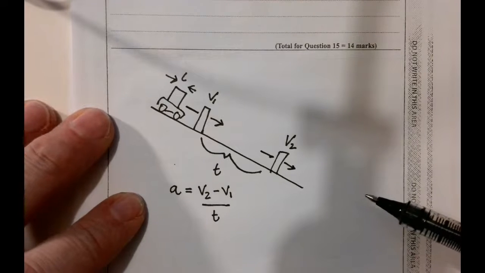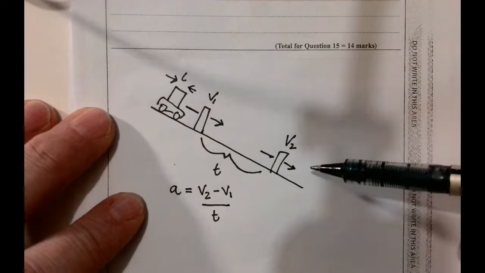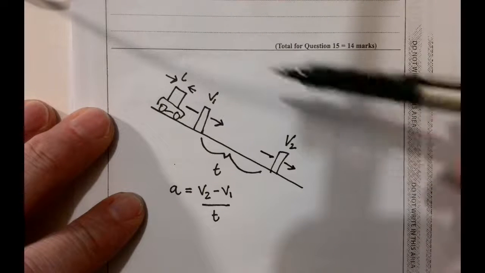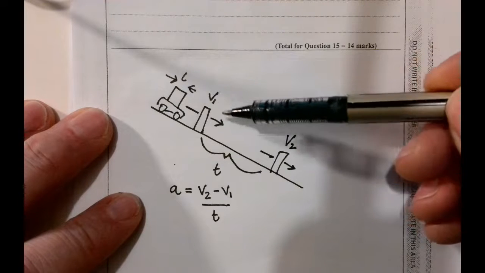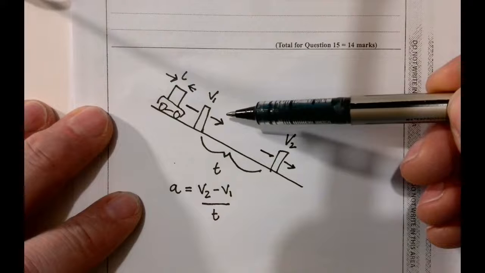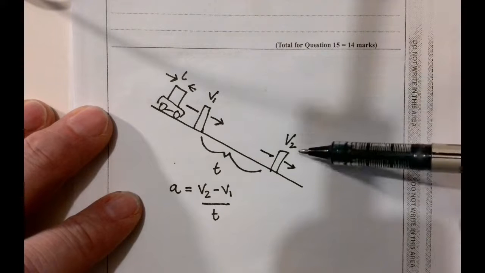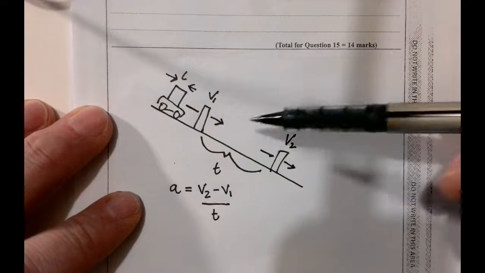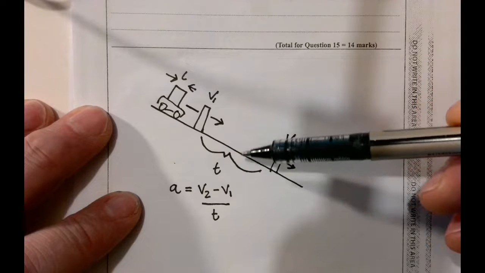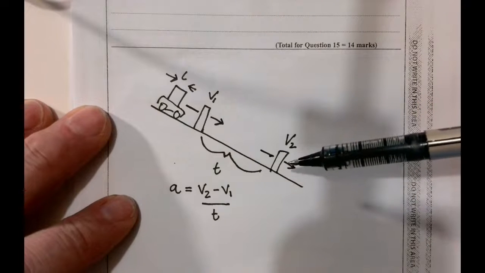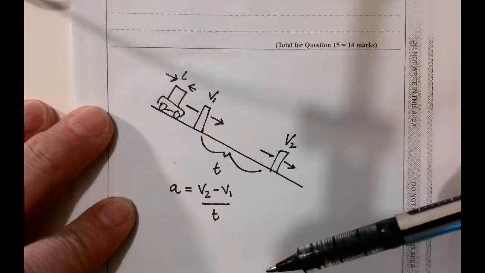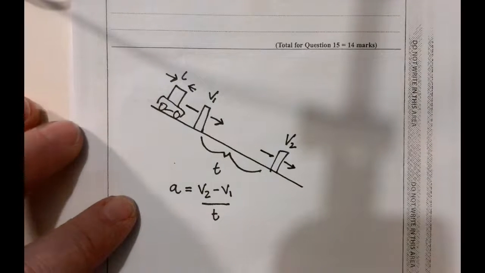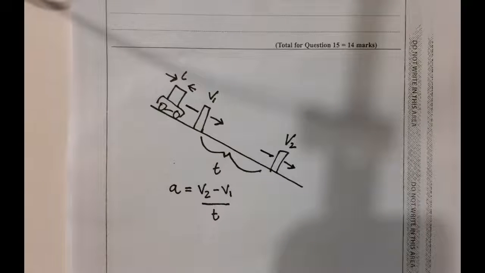So it would be something like two light gates connected to a data logger. The light gate records the time for this known length to pass and uses that to calculate the velocity. Same thing at the second light gate, and the data logger also records the time between the two light gates, and then we can use a equals v2 minus v1 over t to calculate the acceleration. You'd have to make all of those points to access the 4 marks. And that's the end of this question.